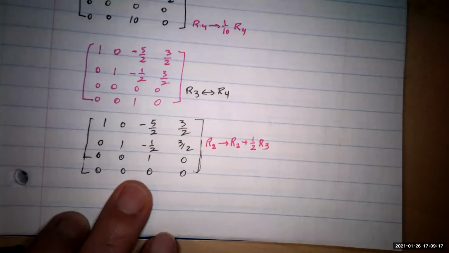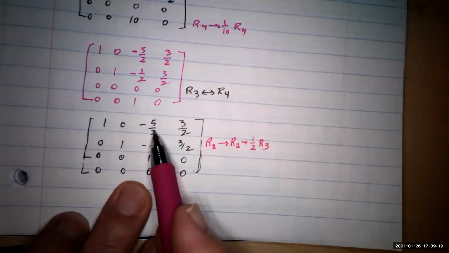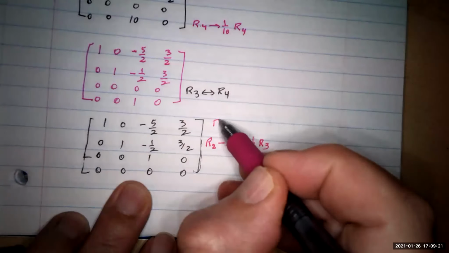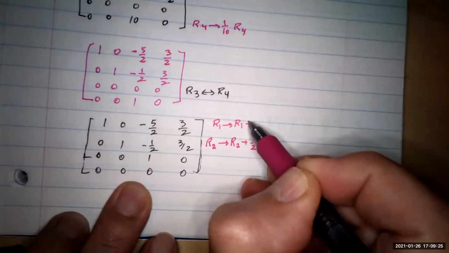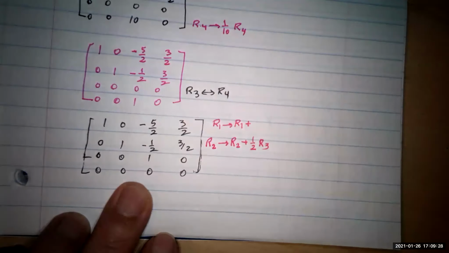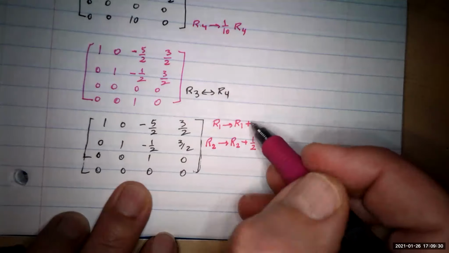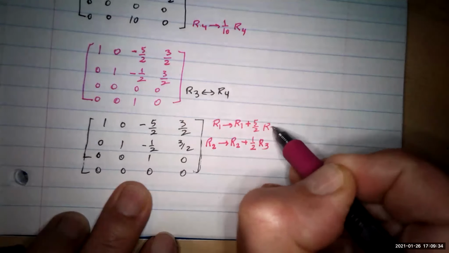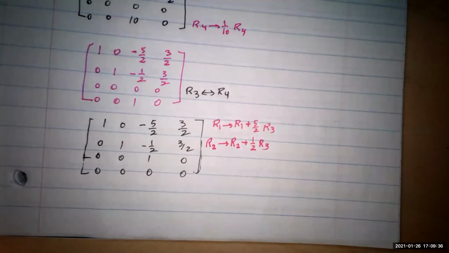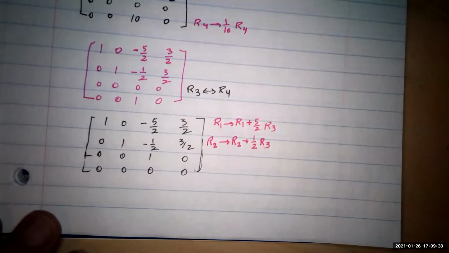Then what else can you do? You have to change this one into the 0, and that would be easy. It's the R1. We change it to the R1 plus, okay, plus 5/2 of R3 again. Okay, if you add, those would be 0, and eventually we get your result right away.